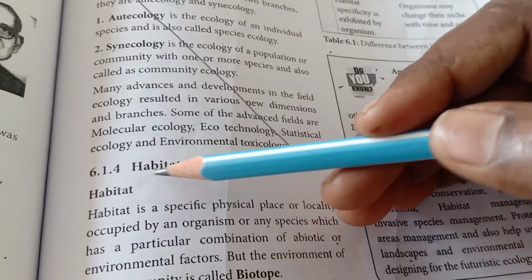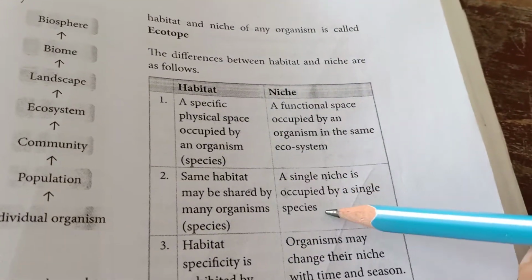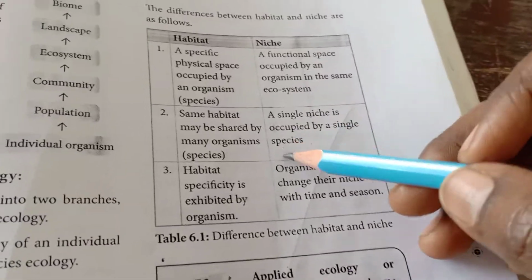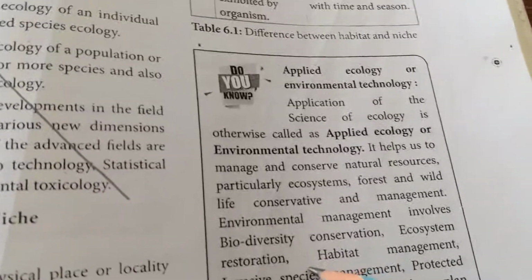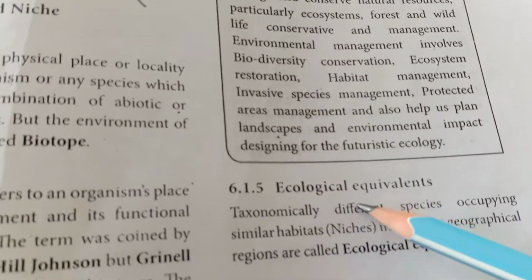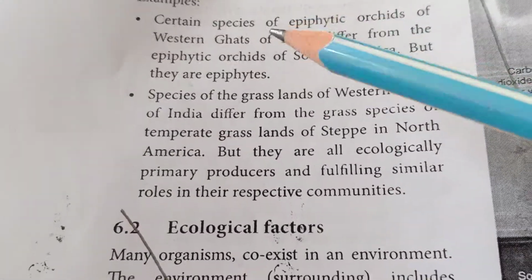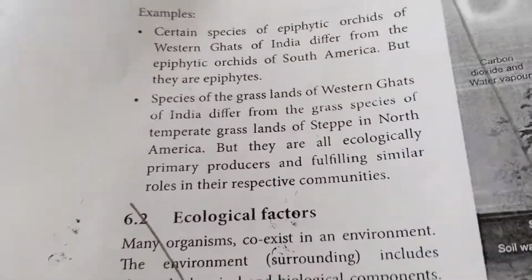Then 6.1.4 is there, habitat and niche. The differentiation is given in the table there. And then you got the "Do you know?" boxes, learn these boxes. Coming to 6.1.5, ecological equivalent, it is there with the example. So it is again a 2-mark question. You have to write what it is and explain with the example.